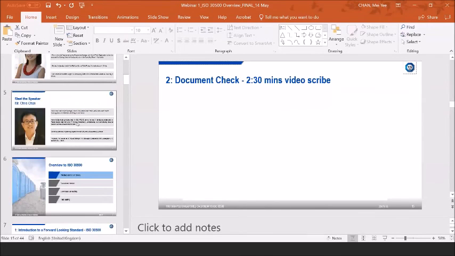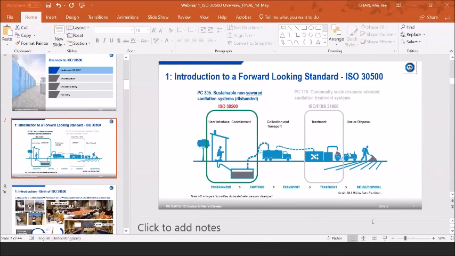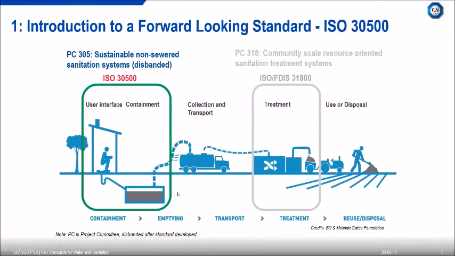So yeah, I think May is going to the slide for this. You are correct, the ISO is specific for user interface, containment, and treatment on site. The one that is being transported to a treatment site is 31800, which is not in this webinar and is still being developed.